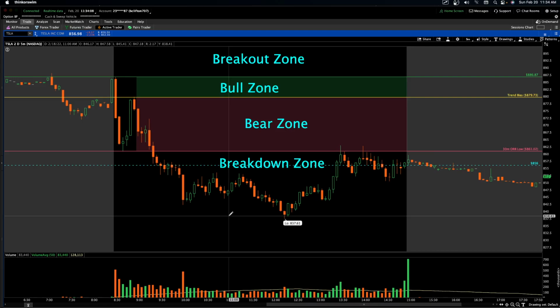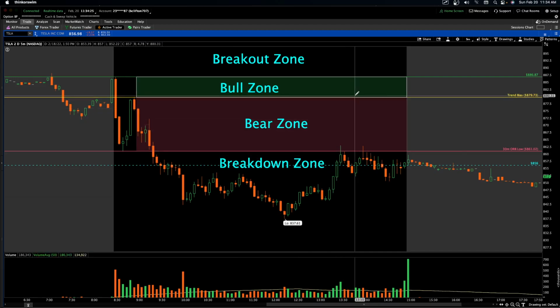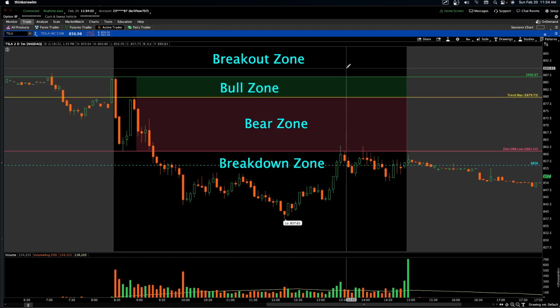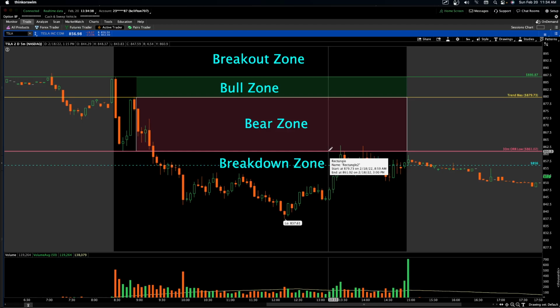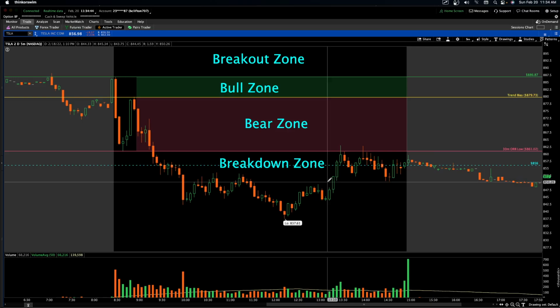And like I said, if you're more of a visual person and you need to draw the green and the red on there so that you can easily see it, then hey, that's great. Do whatever works best for you. I don't need to draw them on there. I just know that if we're trading between the trend bias and the ORB high, we're in the bull zone, and once we're above the ORB high, we're in the breakout zone. Same thing down here. If we're trading below trend bias but above the ORB low, we're in the bear zone, and below the ORB low, we're in the breakdown zone. So it's totally up to you, however you want to look at it.